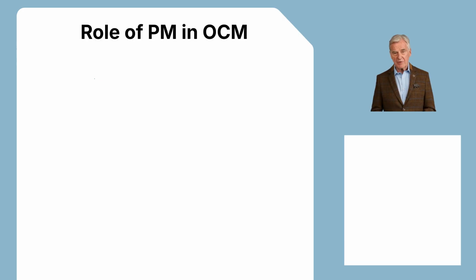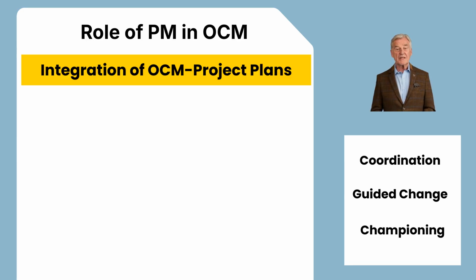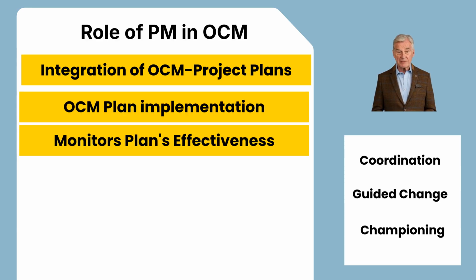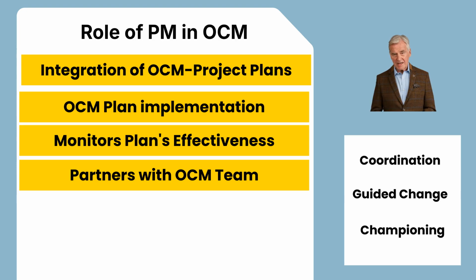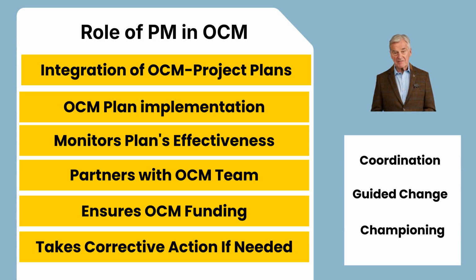The role of the IT project manager in OCM is the coordination of stakeholders and to guide them through change and championing the project. The PM is also responsible for integrating the OCM and project plans, overseeing the plan's implementation, and monitoring the plan's effectiveness. The PM also partners with the OCM team and associated stakeholder change agents to ensure OCM is executed with stakeholder participation, and sees that the OCM initiative is funded and resourced, and corrective action is taken if needed to improve OCM outcomes.